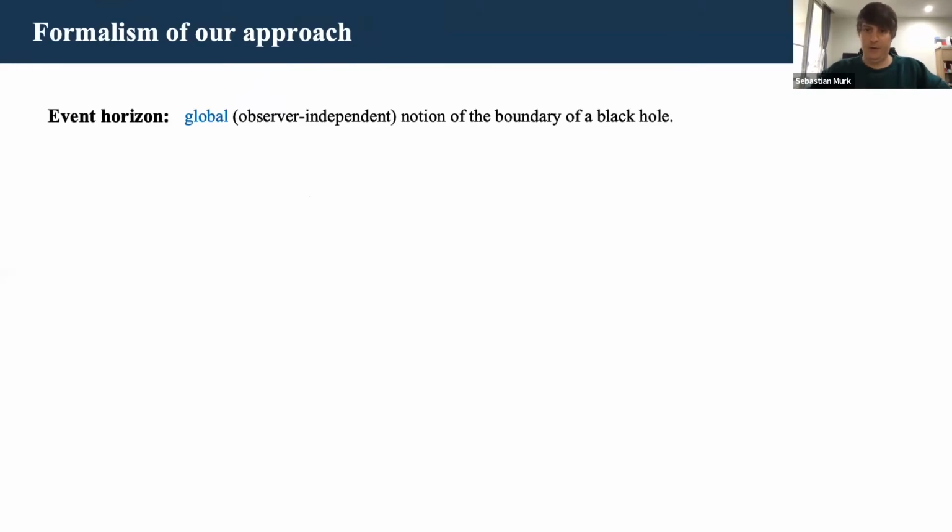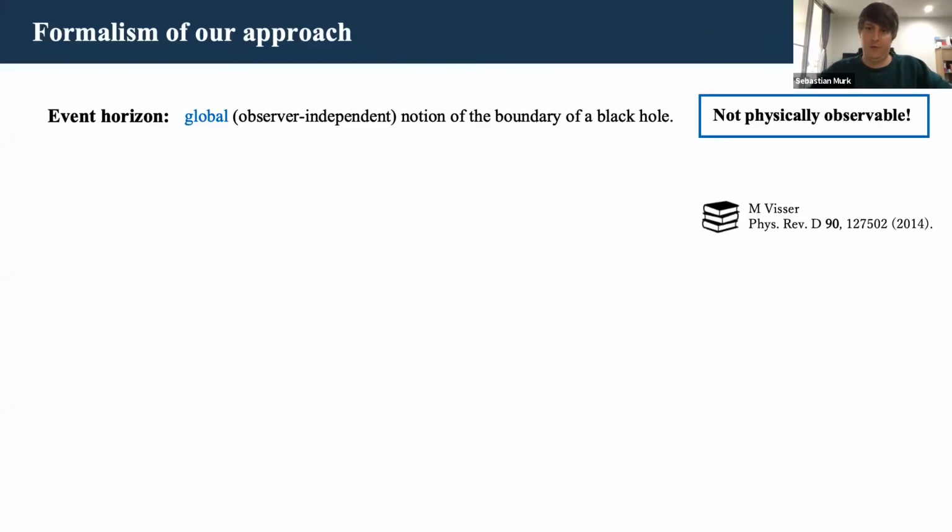But before I do that, I want to briefly discuss the formalism of our approach. So in classical GR and related research areas, people often use the notion of the event horizon, which is a global and therefore observer-independent notion of the boundary of a black hole. However, it's very important to understand that an event horizon, even if it's a useful mathematical tool, is not physically observable.